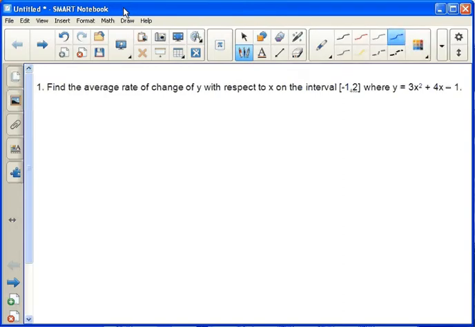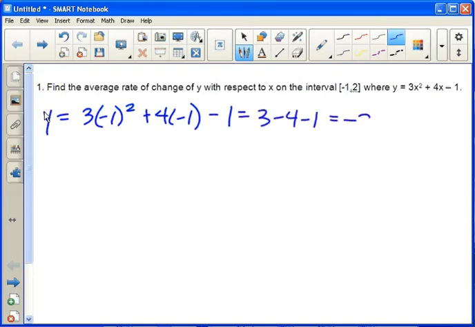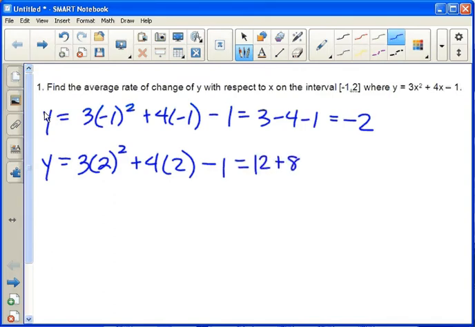So I take the -1 and plug it in my equation. So y equals 3 times -1 squared plus 4 times -1 minus 1 gives us 3 minus 4 minus 1, which I believe is -2. Then we plug in the other point, which is 2. So 3 times 2 squared plus 4 times 2 minus 1. 2 squared is 4 times 3 is 12. 4 times 2 is 8 minus 1 gives us 19.